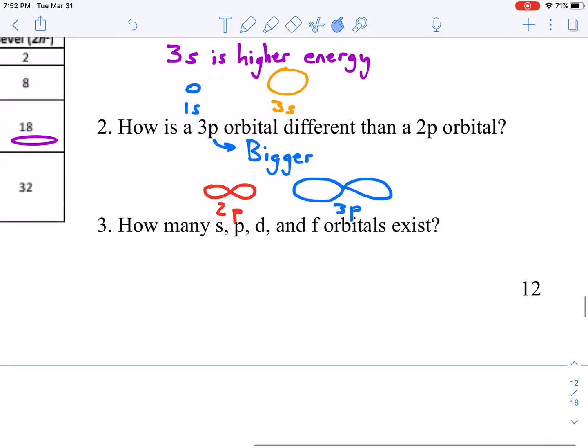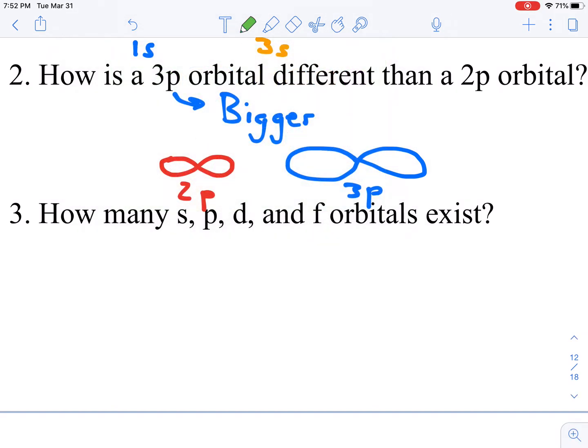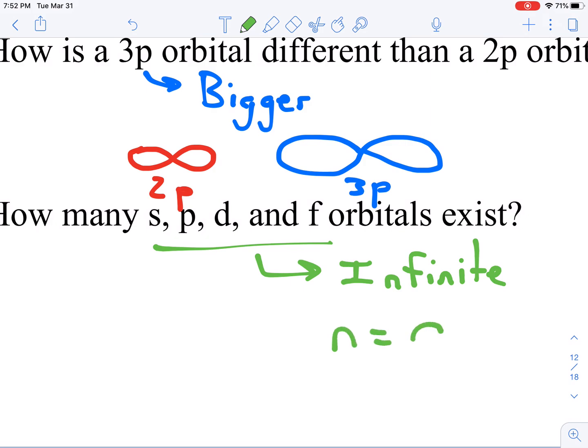And finally, number 3, how many s, p, d, and f orbitals exist? Well, this is kind of a trick question. So first off, if we just take this at face value, the answer to this is infinite. Why is that? Because n, the number of energy levels, is infinite, right? So if n is infinite, if we have infinite number of energy levels, that means we have infinite number of orbitals that exist, right? But that's probably not what we're interested in this question.